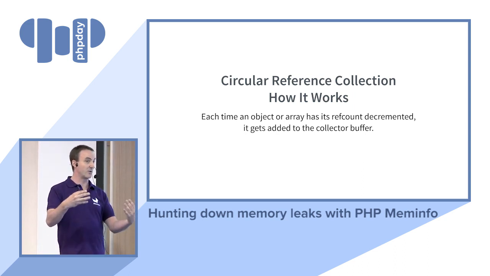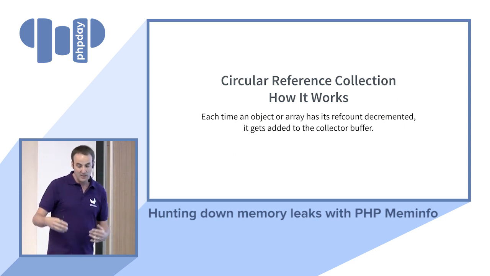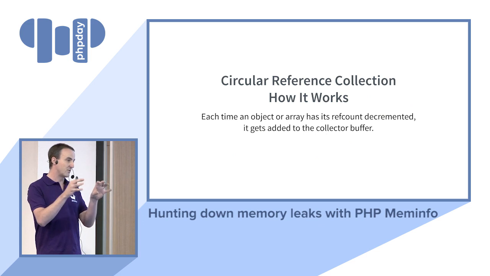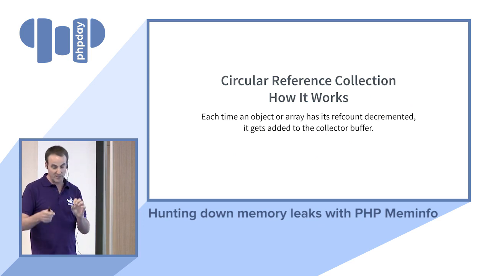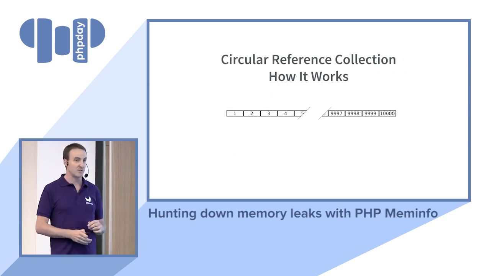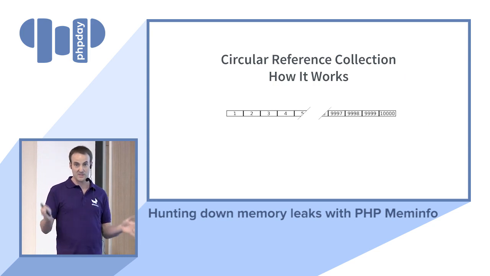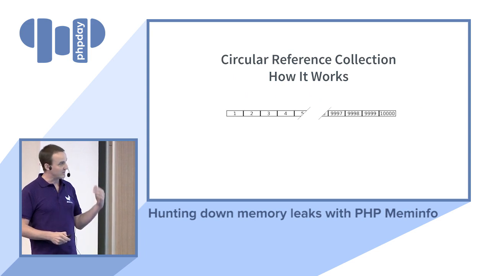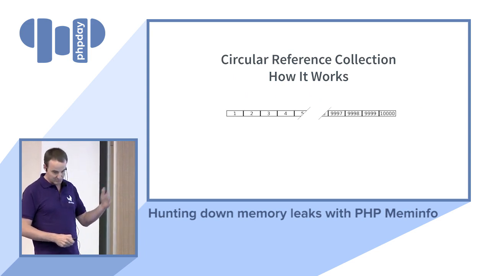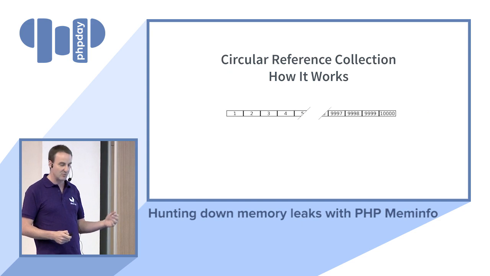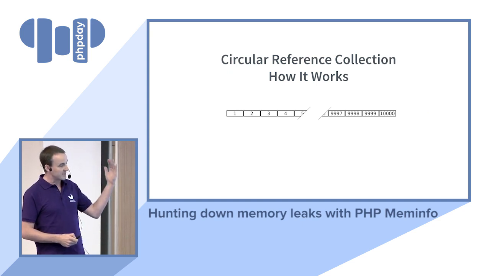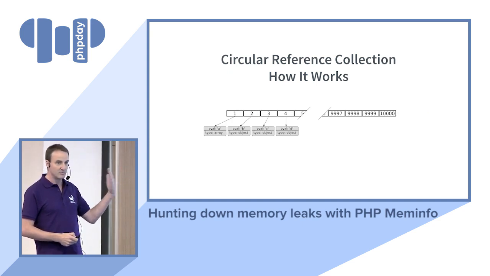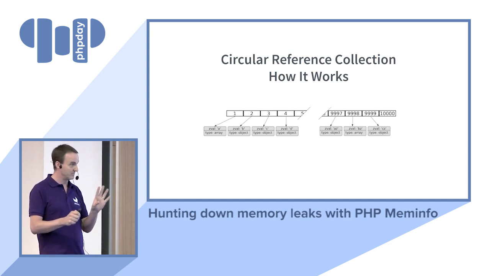Each time the ref count of one object or array is decremented, the circular reference collector puts it inside a buffer. This buffer has 10,000 entries by default in PHP. By default, it's empty, and each time an object or array has its ref count decremented, it gets added to the buffer. And it only does that. It just puts that in the buffer.